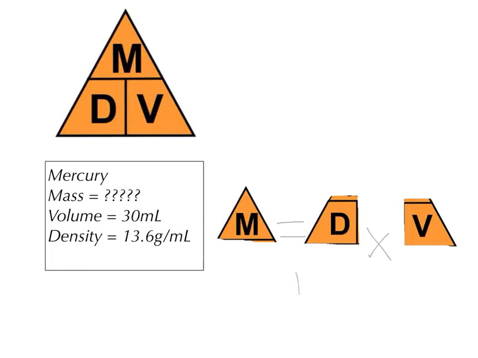The density is 13.6, and the volume is 30. We then do 13.6 times 30. That then equals 408. The units for mass are often measured in grams, so it is going to be 408 grams.